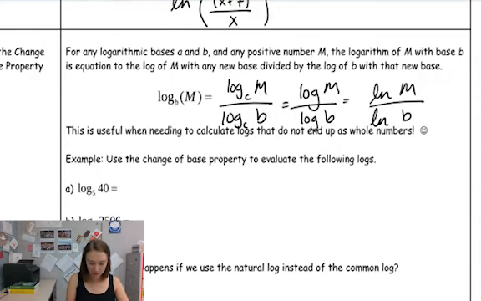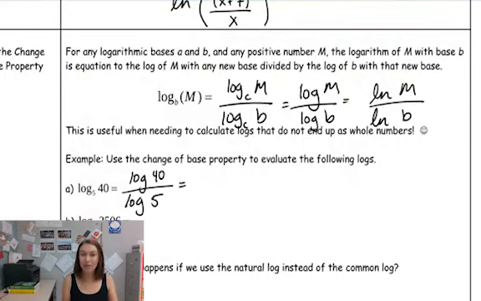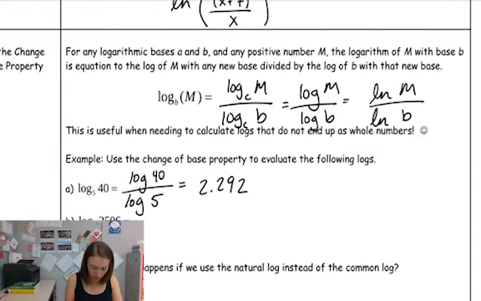So log base 5 of 40 would be log of 40 divided by log of 5. And then you can plug that in your calculator by just simply using the log button, log of 40 divided by log of 5, and you should get 2.292-ish.